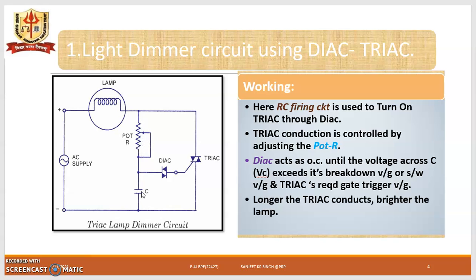The potentiometer is used to limit the current to the charging of this capacitor, or we can use a small fixed value resistor here, to ensure that this pot is not short circuited. So the longer the triac conducts, the brighter the lamp will glow, as more output voltage is available to the lamp as compared to when it is conducting for a shorter duration.